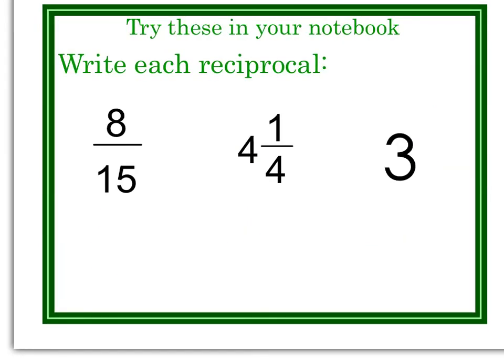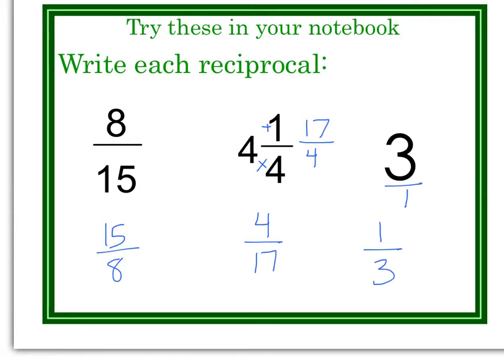Try finding these reciprocals in your notebook, or sorry, in your Cornell notes. Okay, so you should have gotten 15 over 8. Multiply and add, that gives me 17/4. Flip that over, you should have gotten 4/17. And again, 3 as a fraction is 3 over 1, so its reciprocal is 1 over 3.